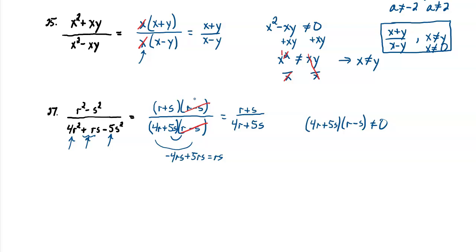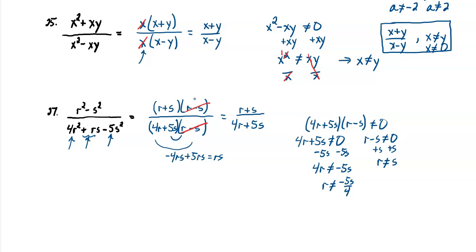Now let's investigate each factor separately. So 4r plus 5s can't be 0. And the other one is that r minus s can't be 0. If I subtract 5s from both sides, I get 4r cannot be equal to negative 5s. And then if I divide by 4 on both sides, I get that r cannot be equal to negative 5s over 4. In our second situation, if I add s to both sides, I discover that r cannot be equal to s.